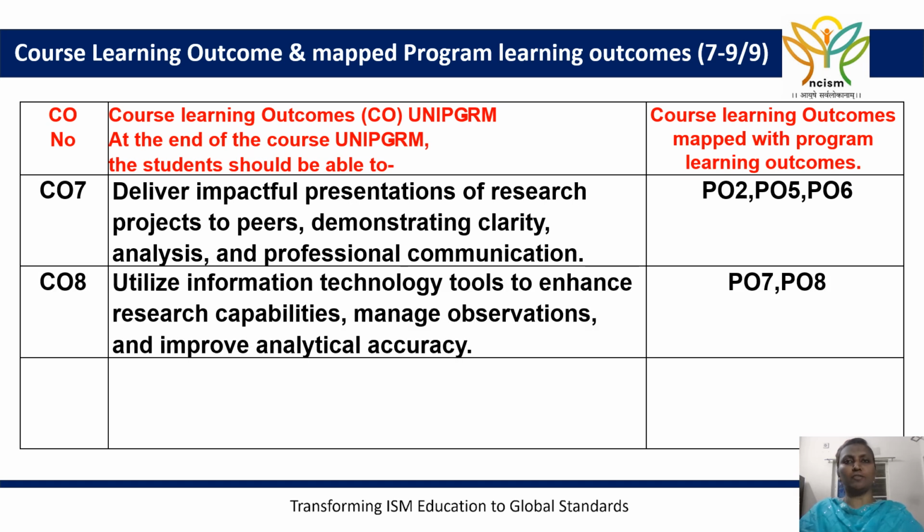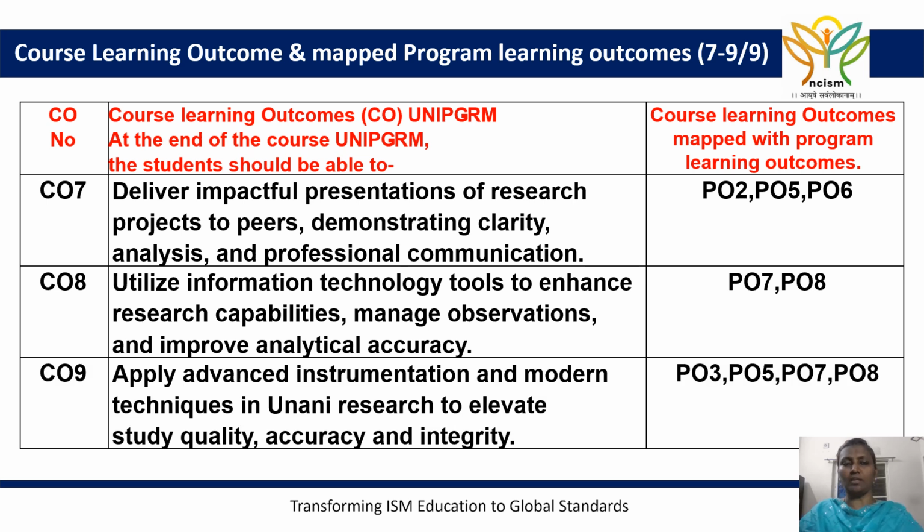CO8. Utilize information technology tools to enhance research capabilities, manage observations, and improve analytical accuracy. This CO is mapped with PO7 and 8. CO9. Apply advanced instrumentation and modern techniques in UNANI research to elevate study quality, accuracy, and integrity. This is mapped with PO3, 5, 7, and 8.